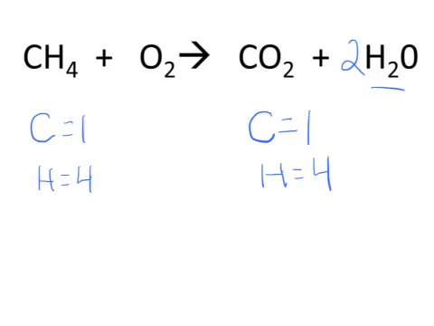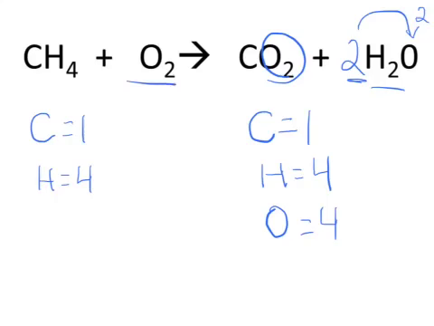Our coefficient of 2 on the water also applies to that oxygen. So we have 2 oxygens here and 2 oxygens here. That's for a total of 4 oxygens. To get 4 oxygens on the left-hand side, let's multiply our oxygen by 2. Our first equation is balanced. Let's look at the next one.